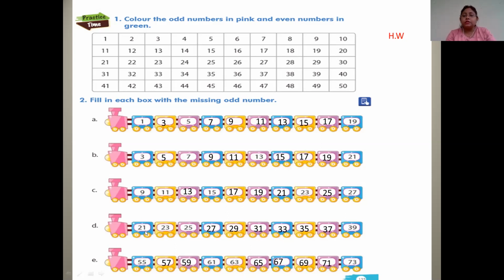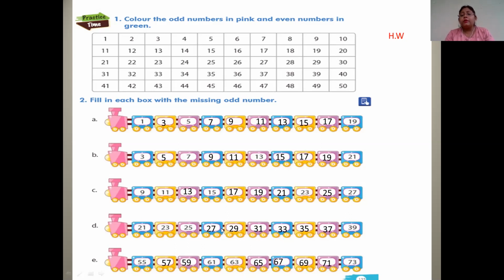So here the number started with 21. So what will be the next odd number? In 21, when we add 2, it will be 23. Correct. After 23, we already have 25. What will be the next odd number? 25 add 2, 26, 27. So 27 will be the next odd number.